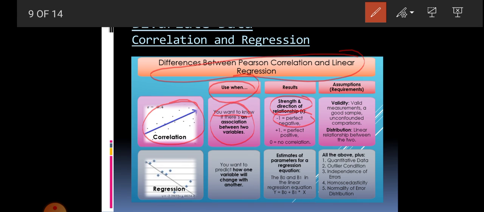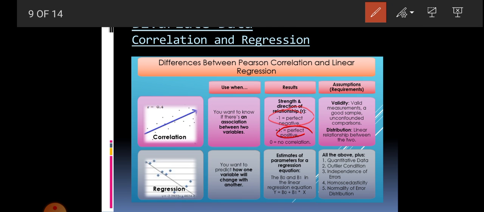Perfect negative means you don't have to think about whether it is increasing or decreasing. Minus 1 is perfect negative, which means when one increases, the other will definitely decrease. This kind of correlation is known as perfect negative. Perfect positive means if one is increasing, the other will also definitely, 100%, increase. That is known as positive correlation. And zero means no correlation.